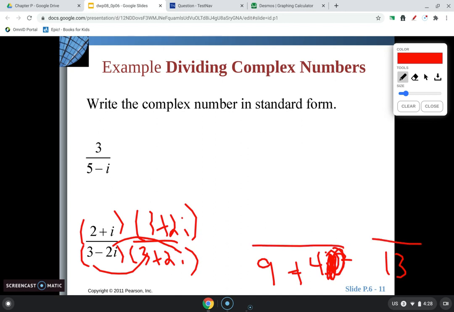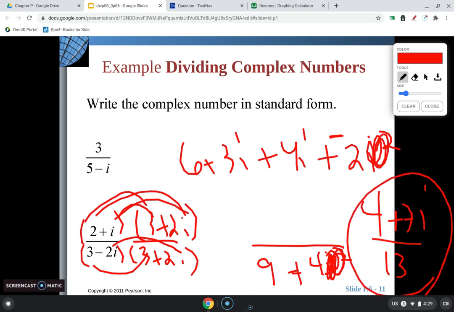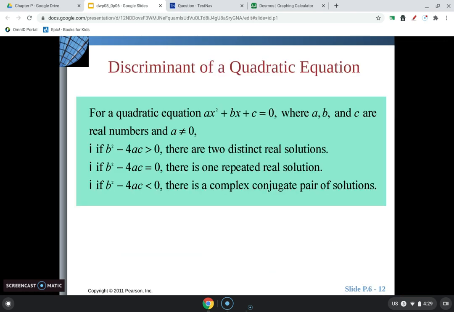All right, on the top, we're going to have to FOIL it. Nothing's going to fall out for us. So we have 6. Inner times inner is 3i. Outer times outer is 4i. Last times last is 2i squared. So that i squared becomes negative 2. 6 minus 2 is 4. 3i plus 4i is 7i. So 4 plus 7i over 13 becomes our final answer. All right, so with that conjugate, you can't have i's in the bottom, so you've got to multiply both top and bottom by the conjugate.